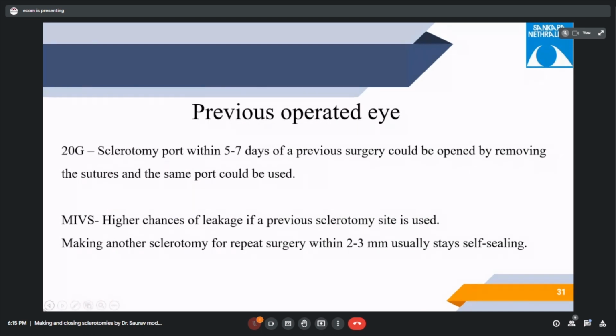In a previously operated eye, in the 20 gauge era, the sclerotomy port within 5 to 7 days of the previous surgery could be opened by removing the sutures, and the same port could be used. Whereas in MIVS, there is a higher chance of leak if the previous sclerotomy site is used. Usually it is difficult to find the previous sclerotomy site due to the smaller size, and making another sclerotomy 2 to 3 mm adjacent to it remains self-sealing.